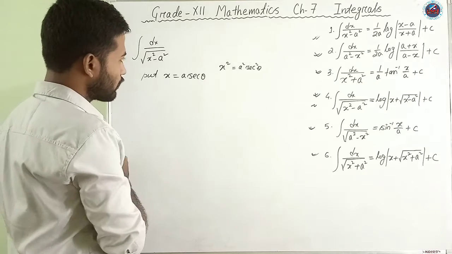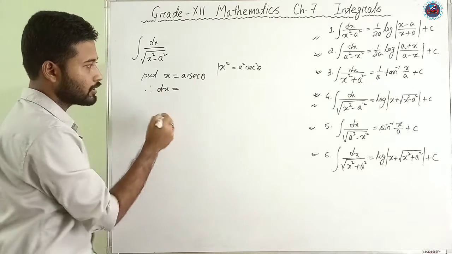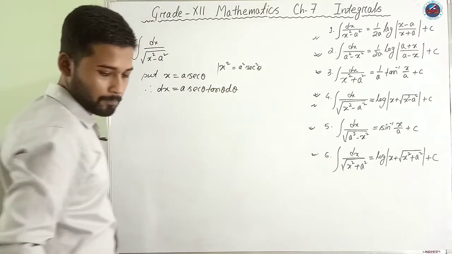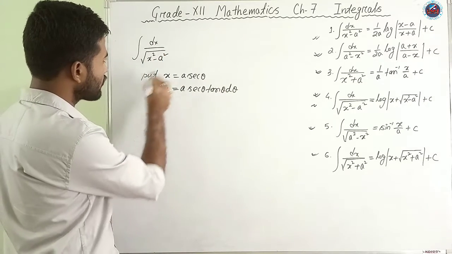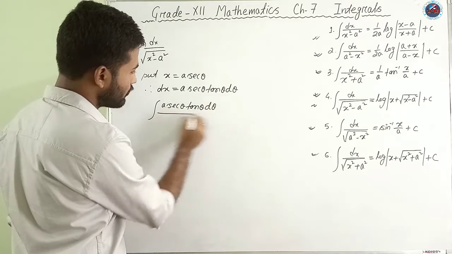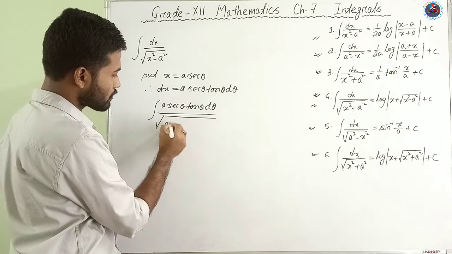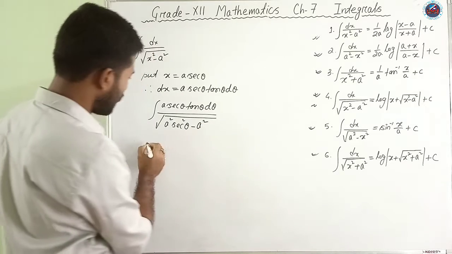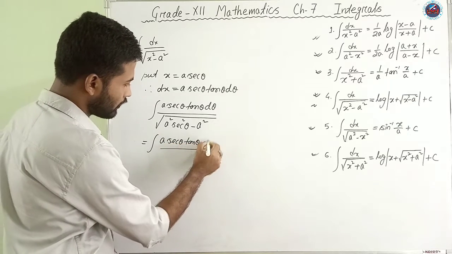Accordingly, let us see. If we put x equal to a sec theta, then our dx, differentiating it, will be a sec theta tan theta d theta. Therefore the integral will reduce to integration of dx, in place of dx we write a sec theta tan theta d theta divided by root over, in place of x square, a square sec square theta minus a square.